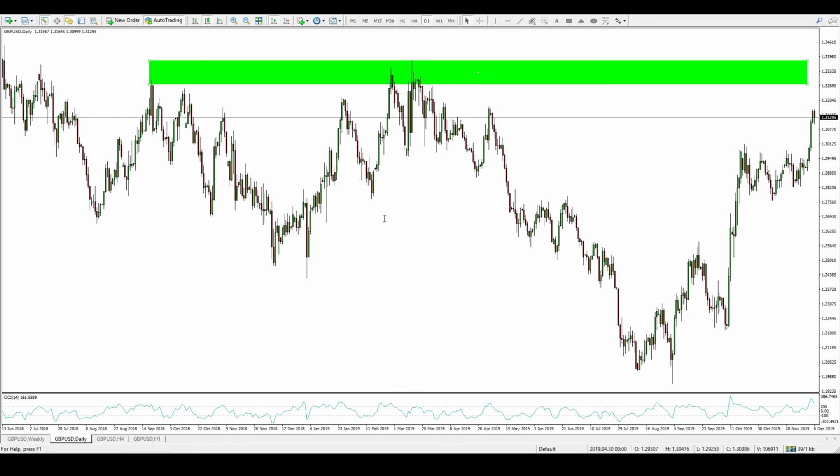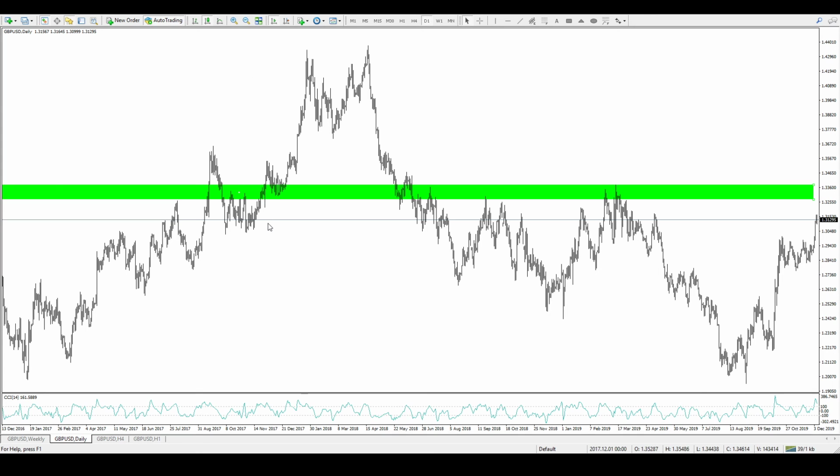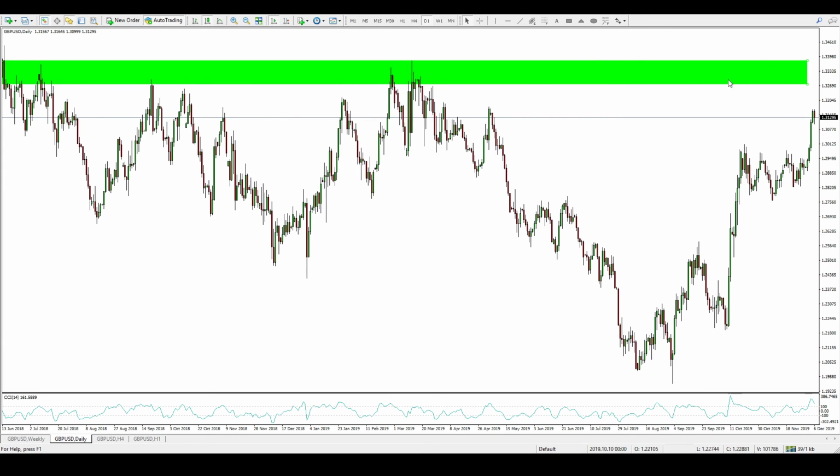Let's extend this to 15 and see where it goes. Yes, as you can see, when we extended it to the further years, you can see the consolidation in this zone. So that's a very good support, a resistance for us right here to pay attention to. Let me extend this to current days. That's good.